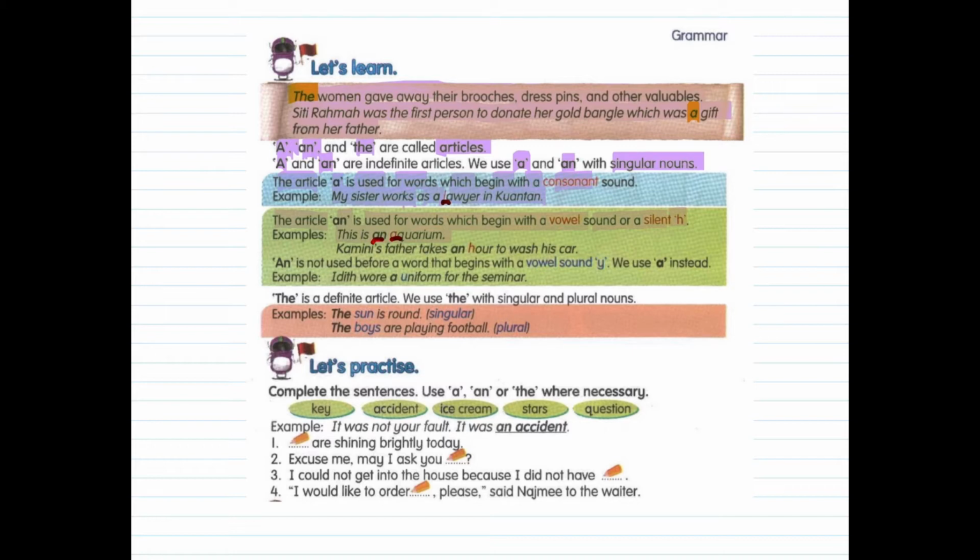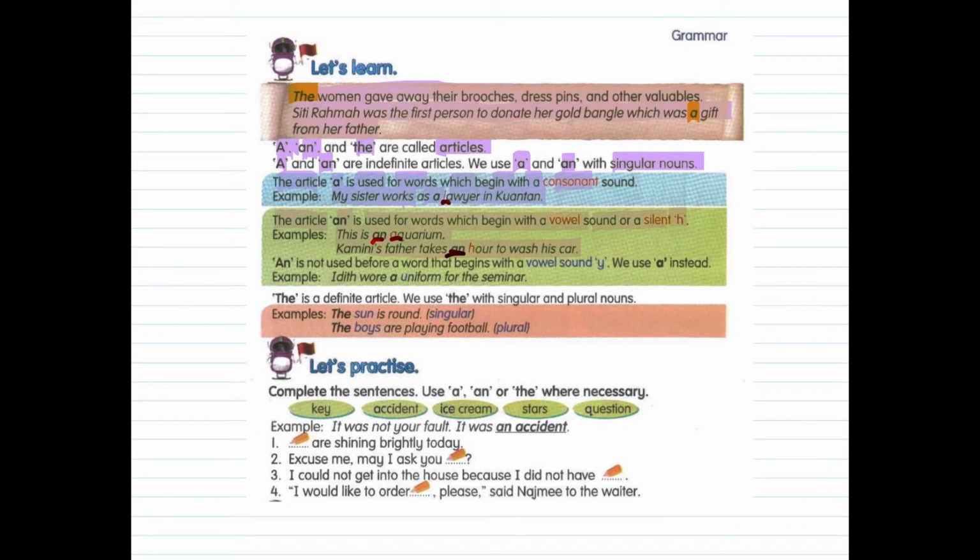Now let's look at the other one. Kamini's father takes an hour to wash his car. Right. This one also uses "an". If you notice there, the letter H, isn't it? Usually the letter H is a consonant sound, isn't it? But in this word, the H is silent. You don't sound the H, so you pronounce it "our", not "hour". So that's why you use the article "an". Right?